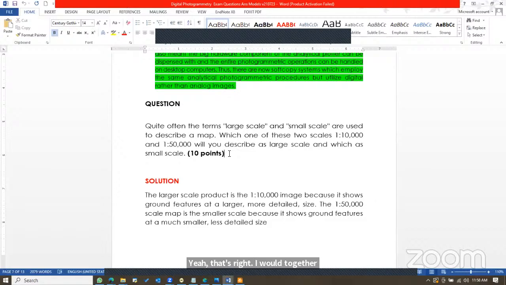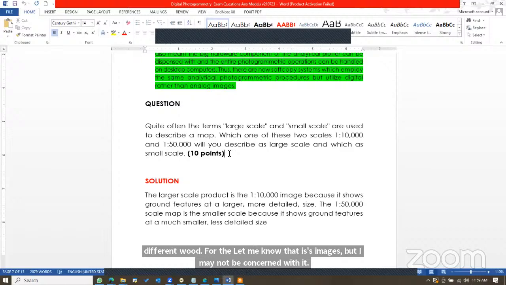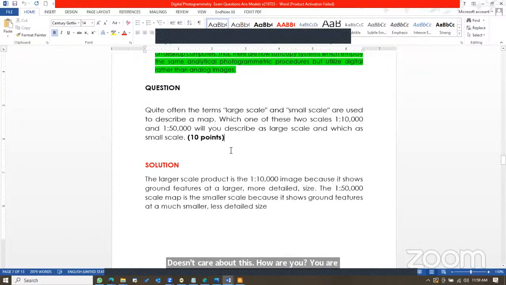Yes, sir. I don't know if I've taught you the difference between an image, a photograph, and a picture. Yes, you've talked about it before, sir. Good. So please don't be a photographer and claim that you're a photogrammetrist. And don't be a photogrammetrist and claim that you're a photographer. They are two different words. A photographer may know that his image has a scale, but he may not be concerned with it. He doesn't care about the scale. But you, a photogrammetrist, are also concerned about the scale, not just the content of the photograph.